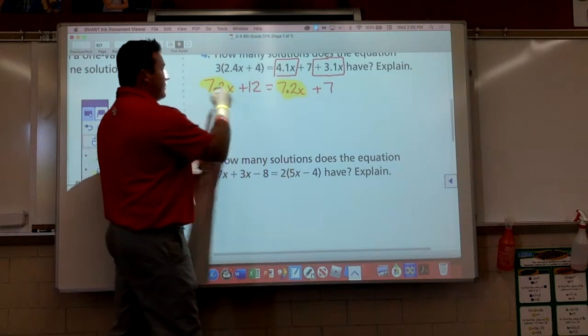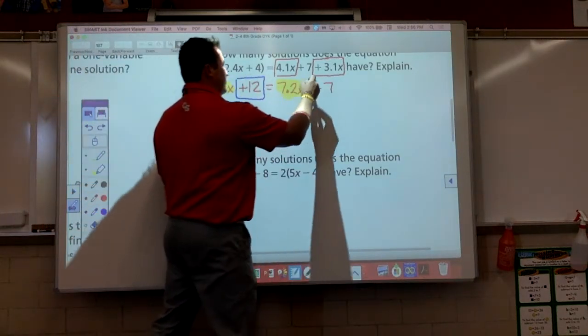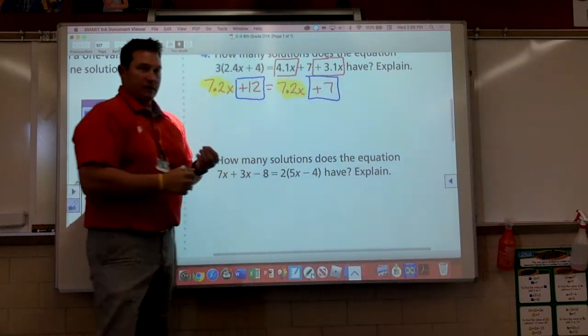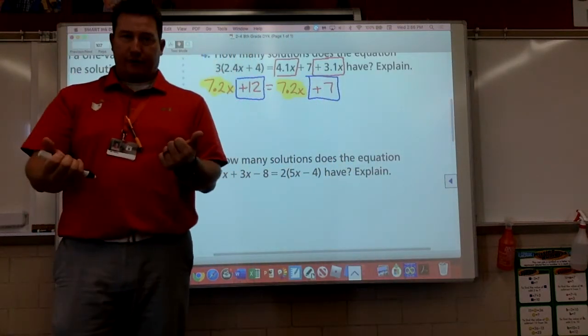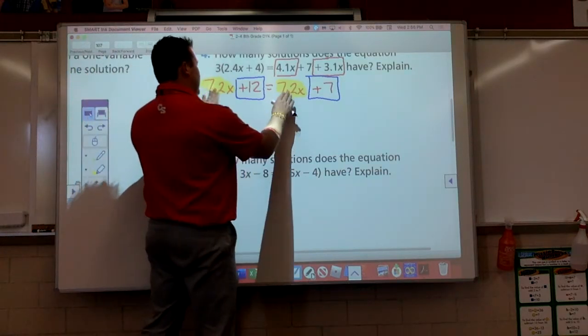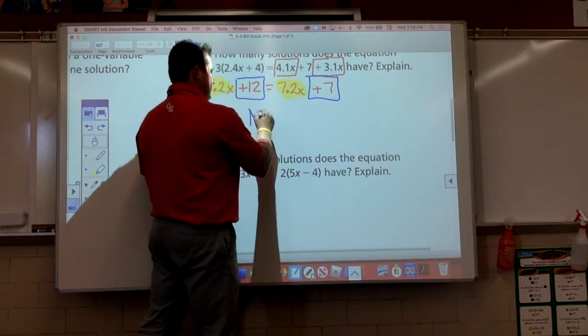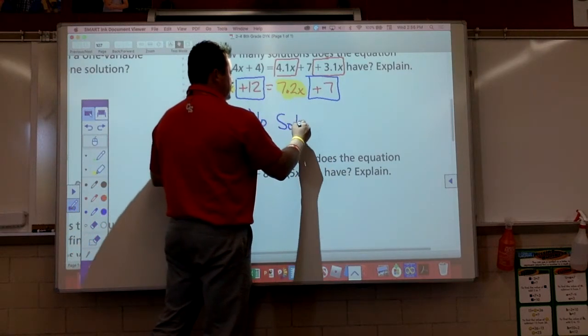Okay, now we have to look at our numbers, right? So the coefficients tell me it's a special case. Now we look at 12 and 7. Are those the same or are they different? Those are different, right? So because our coefficients are the same, but our numbers are different, guys, no solution.